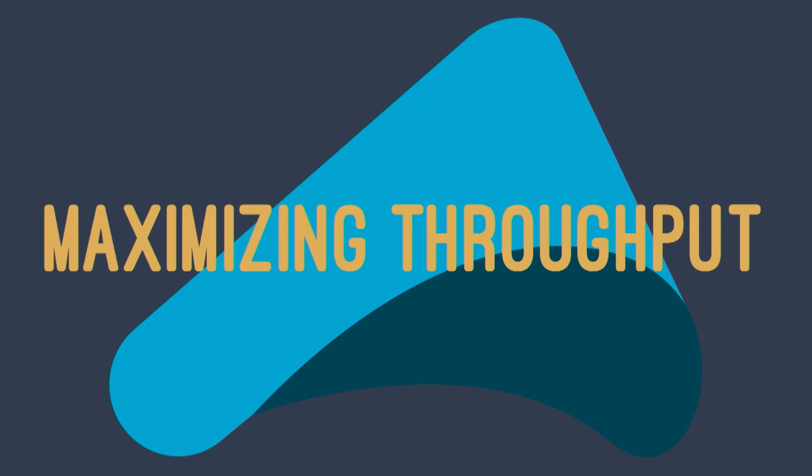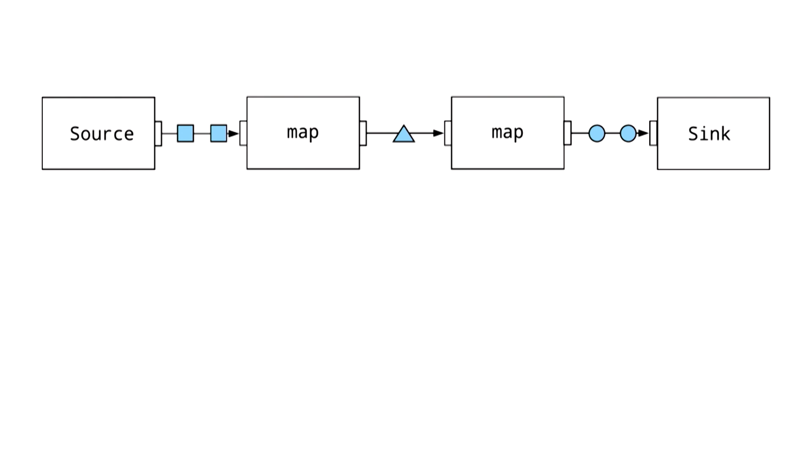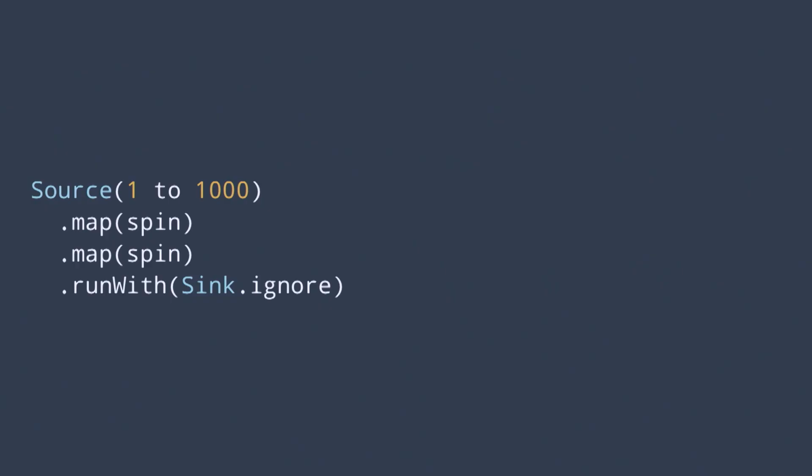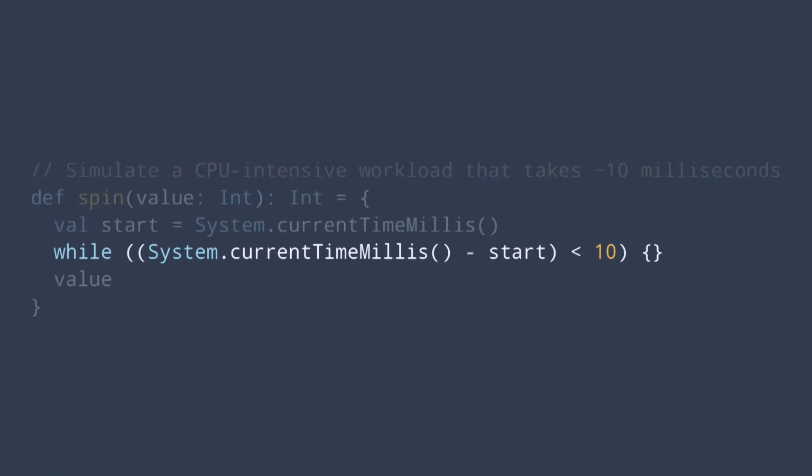And the most fundamental thing to understand is asynchronous boundaries. So consider this simple stream with a source, and then a couple of map stages, and finally a sink. In code, it looks like the following. The source emits 1,000 elements, followed by the 2 map stages. And the messages are then sent to a sink that simply ignores them. And the spin function that I'm using in the map stages looks like this. It's just designed to waste CPU for 10 milliseconds, and then pass the value through.